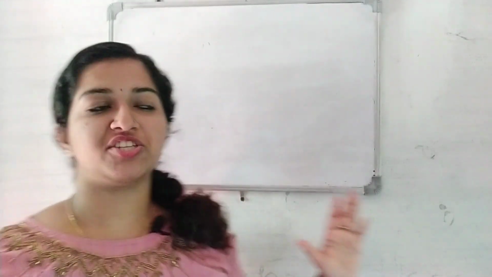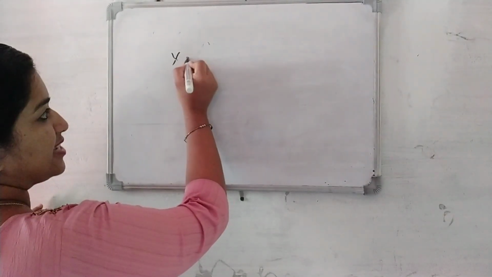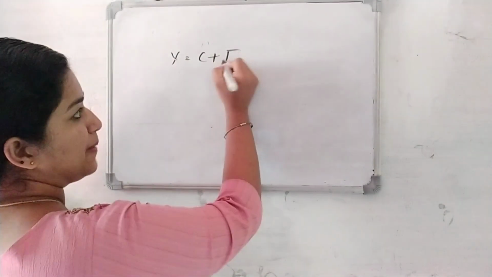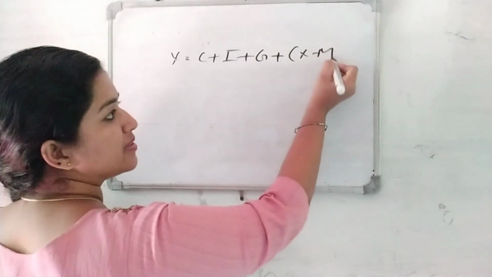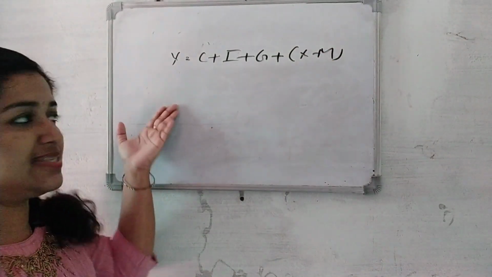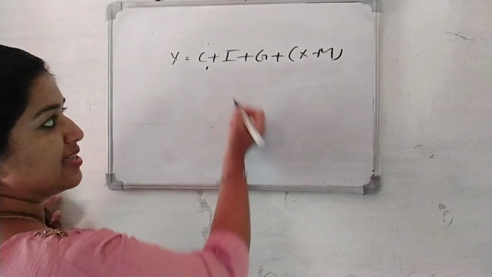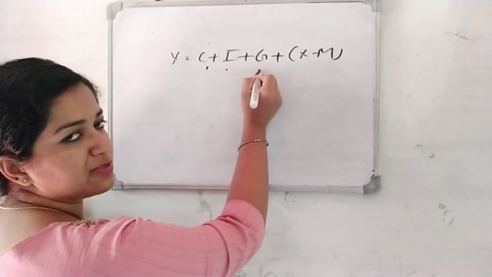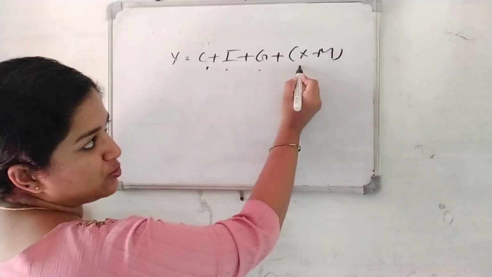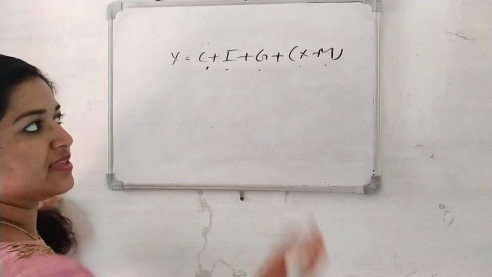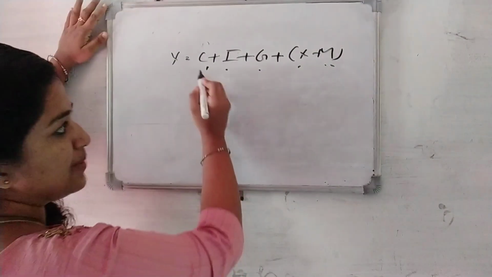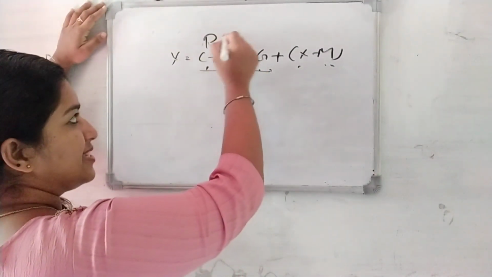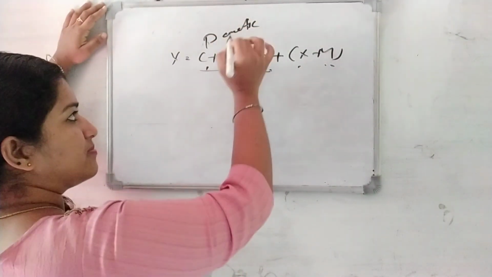Look at the following equation: Y = C + I + G + X - M. Here national income is equal to consumption plus investment plus government expenditure plus exports minus imports. X is export, M is import. Here C + I + G is the domestic expenditure.